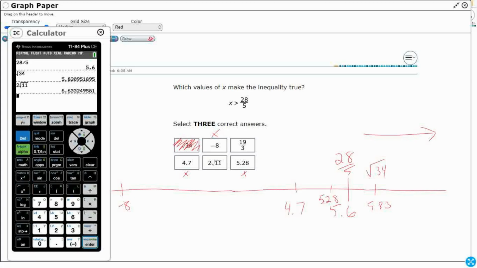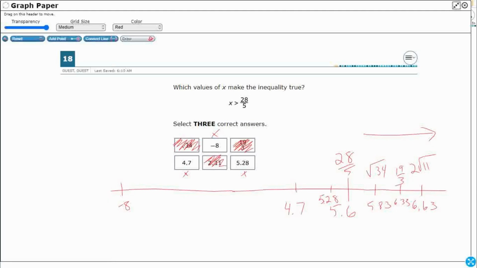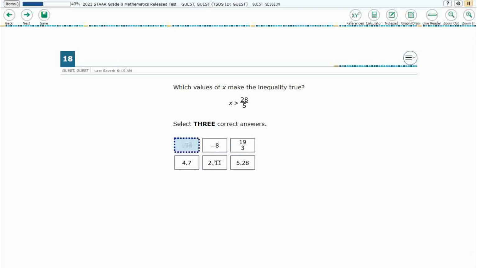There we go, 6.63, 2 square root of 11, and then 19 thirds. Should be pretty easy to calculate. 6.33. All right, so 6.33, 19 thirds. All right, so I need these two. This is a 2-point problem. You get both points if you get all 3 of these correct, and 1 point if you get 2 of these correct. So let's see how we did across the state of Texas.